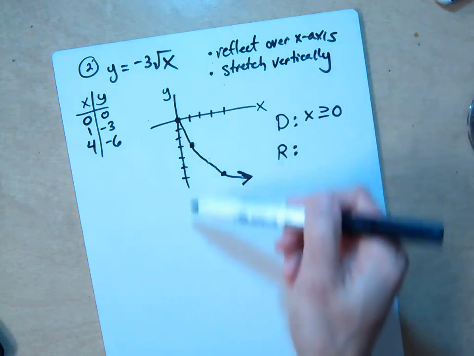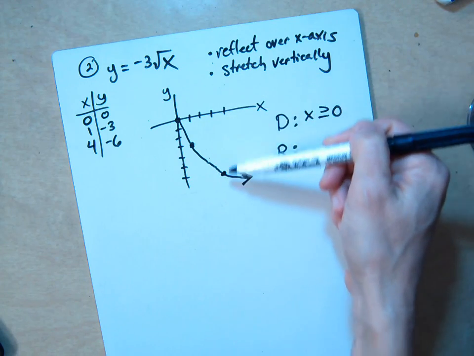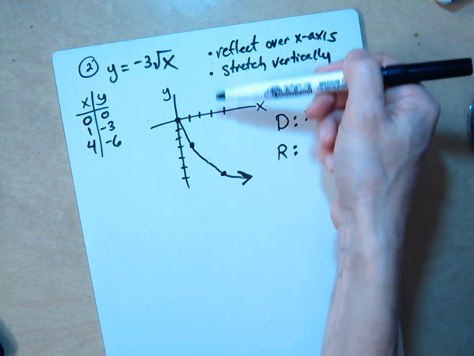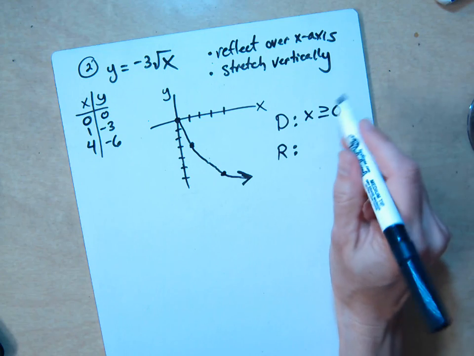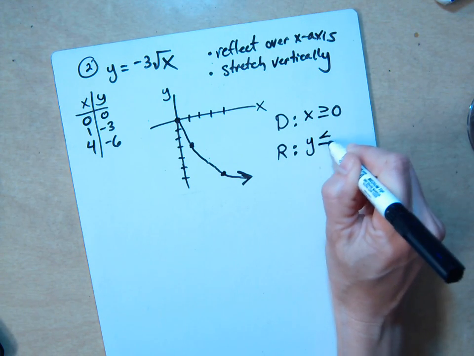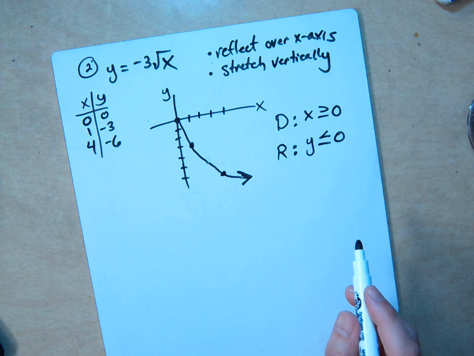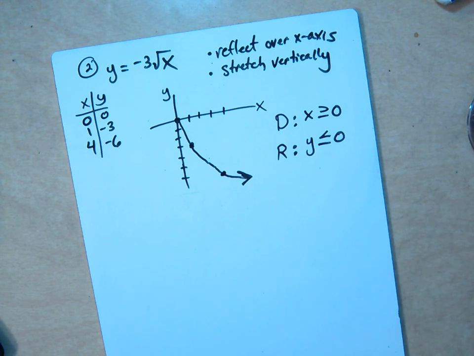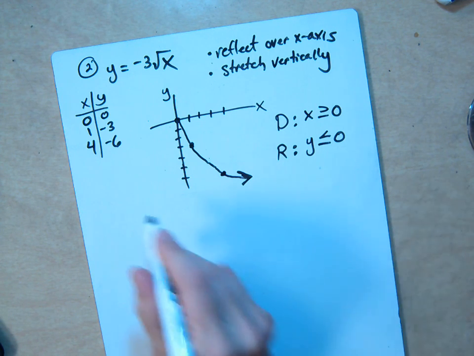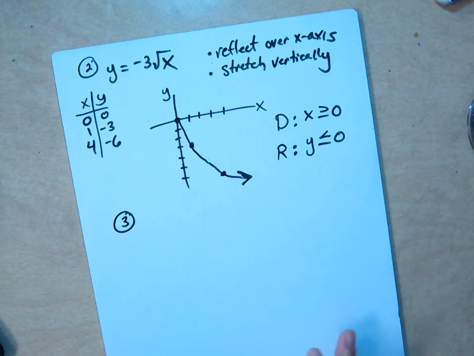And then what about up and down for y? Does it go everywhere, all the way up and all the way down? Yes. y less than or equal to 0. And that would be the range for that. Let's try at least one more example.